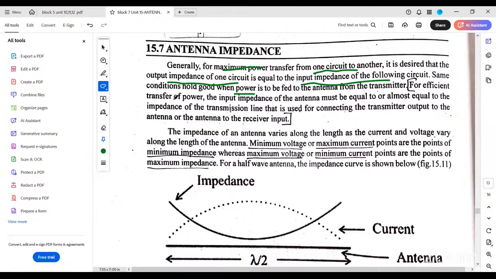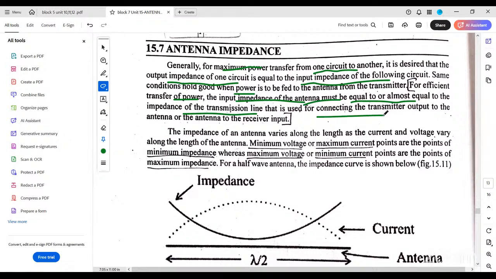For efficient transfer of power, the input impedance of the antenna must be equal to the impedance of the transmission line. The line channel is there, from input to output. In the middle, what we have is the transmission line. So the output of the first has to match with the transmission line. Then only the other end of the transmission line will match with the second end. The input impedance of the antenna must be almost equal to the impedance of the transmission line, which is used for connecting the transmitter output to the receiver side.